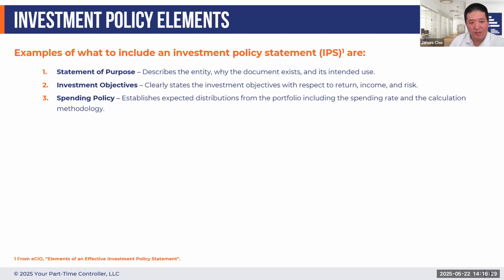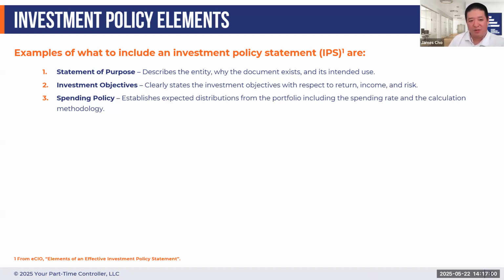Number 2 is your investment objectives. This is a little more quantitative. So, going back to the $1 million endowment gift, if you want to say your objective is to receive a 7% return, you want to receive, say, 50,000 or so in income. That would be 5%, just jumping ahead to your spending policy. So that's kind of your objectives.